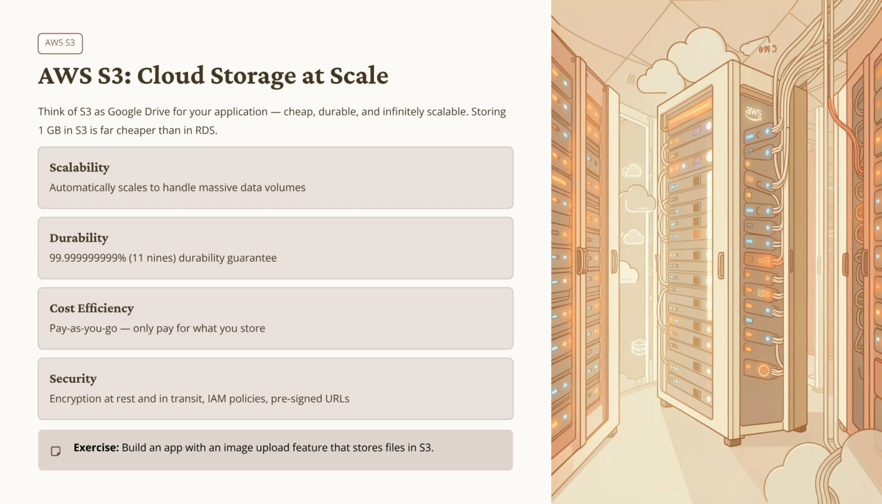AWS S3 offers cloud storage at scale. It is cheap, durable, and infinitely scalable, making it much more cost-efficient than RDS for storing large amounts of data. S3 boasts automatic scalability, an 11 9's durability guarantee, pay-as-you-go pricing, and strong security features like encryption and IAM policies.